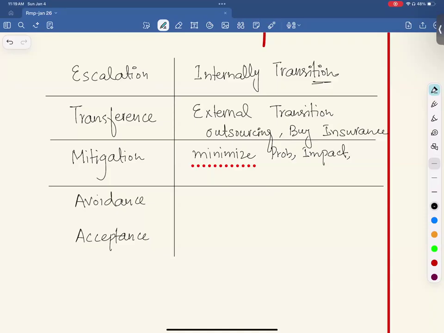Obviously, you need budget for that. Maybe you can utilize from somewhere else if the risk impact is higher. Maybe it has an impact on one budget head, and you can save from another one. So that also is called mitigation, right? That's right. Anybody else? Any other example of mitigation?